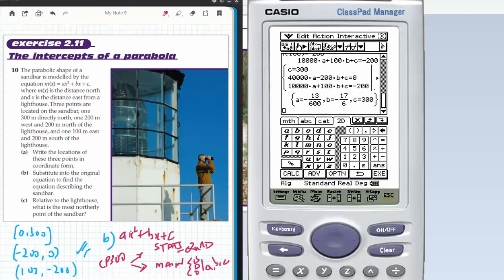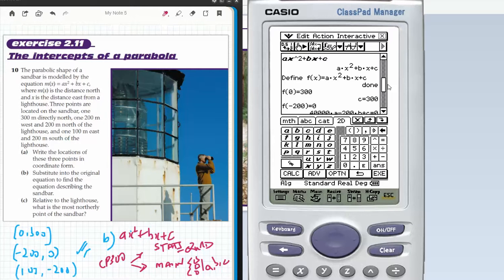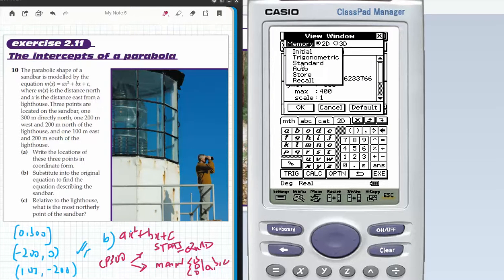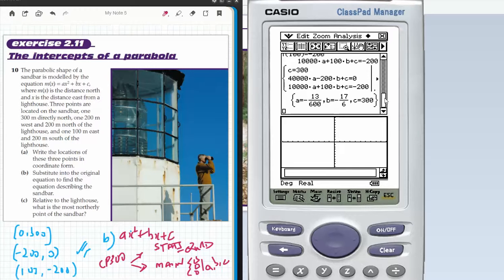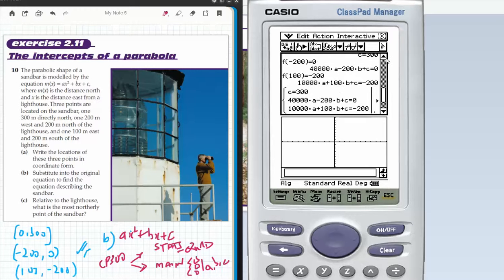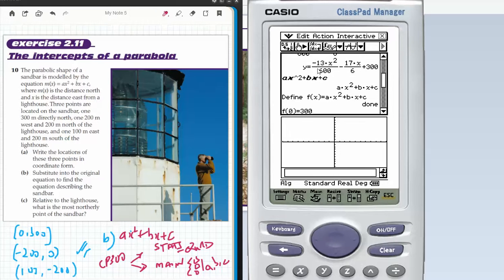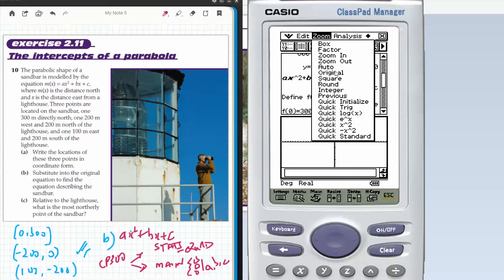So that's part B. Relative to the lighthouse, what is the northerly point of the sandbar? What I'd like to do is open up a graphing window, Memory Standard, and get my equation. I've got it written up here. I'd like to drag and drop it, and maybe I need to zoom out. Zoom auto.